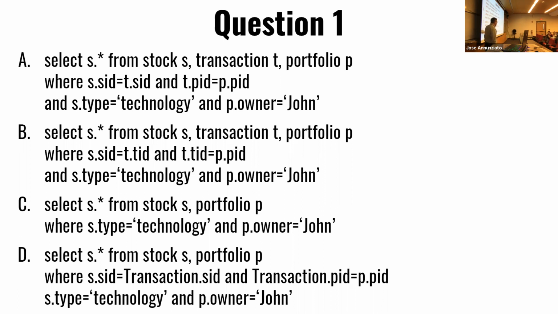This one looks like it's joining, right? Because we are going from the stock to the transaction and from the transaction to the portfolio. But this is a syntax error because I'm referring to a table that is not listed in the from clause. So that one is out as well. So that leaves me the first one, where just to check again, I'm making sure that my primary keys and foreign keys match, that I have listed all the three tables that I'm joining, and then the filter is okay. The type is what I was looking for, and the owner is okay. Yes. All right, so just one last check.